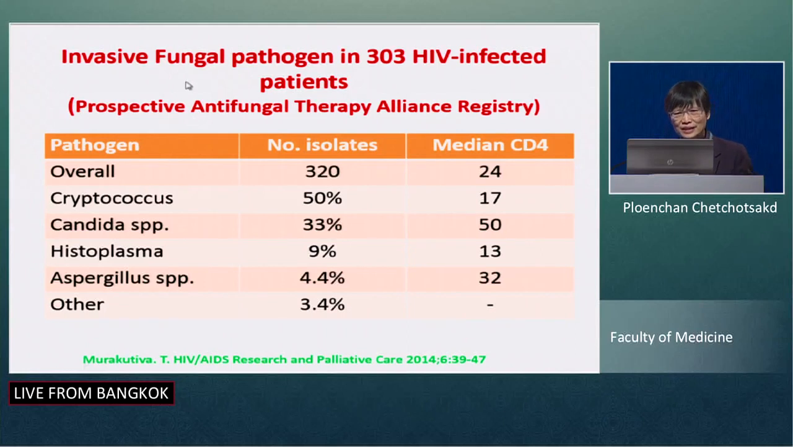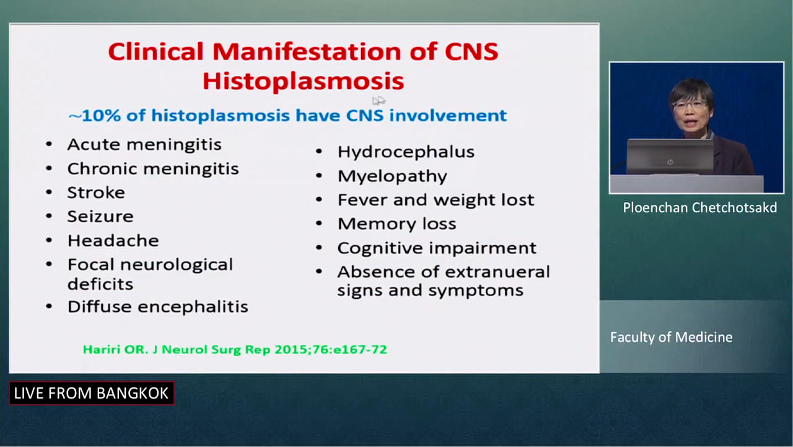In one study, the Prospective Antifungal Therapy Alliance registered 300 cases of HIV patients. They had overall 320 fungal isolates. Cryptococcus is the most common, 50%. Candida is the second most common, and histoplasmosis is the third. This is the median CD4 count of the patients when they present with this invasive fungal infection. And among the histoplasmosis patients, 10% have CNS involvement.